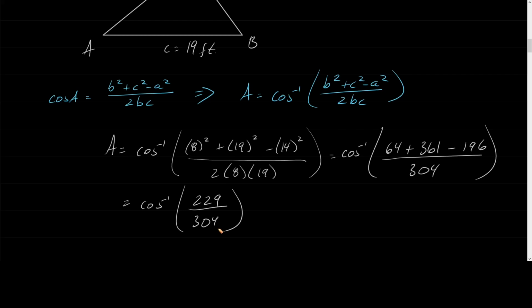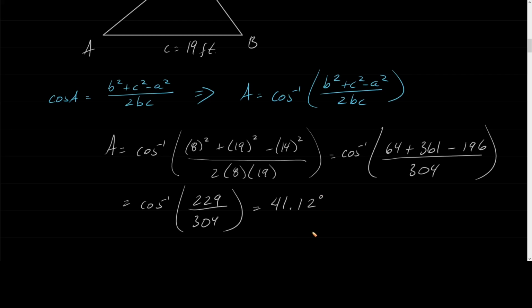Make sure you're in degree mode so you can answer this question in degrees. This gives us 41 point, I'm going to round it to 2 decimal places. 41.12. It's really 41.123868661 or something like that. But we'll leave it as 41.12 degrees.